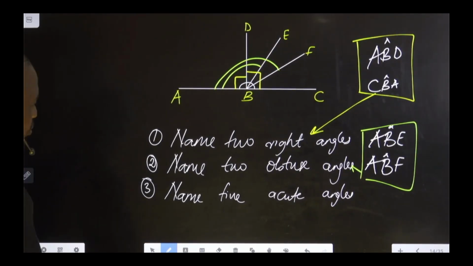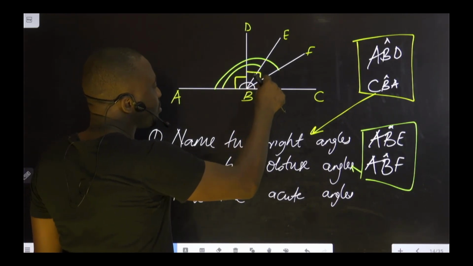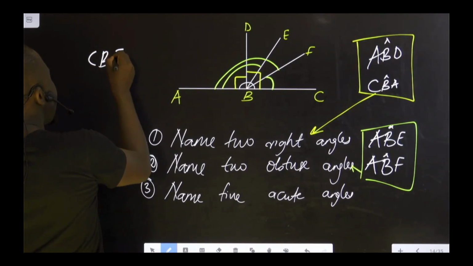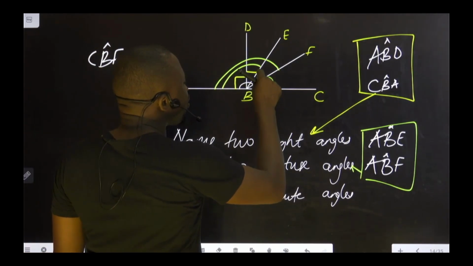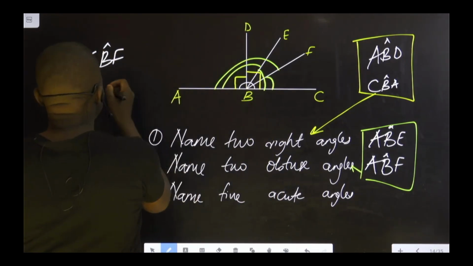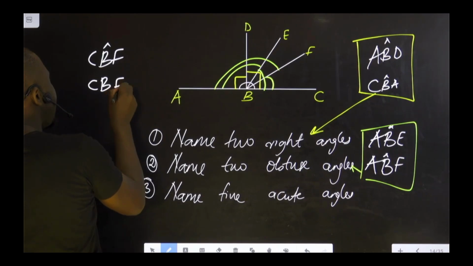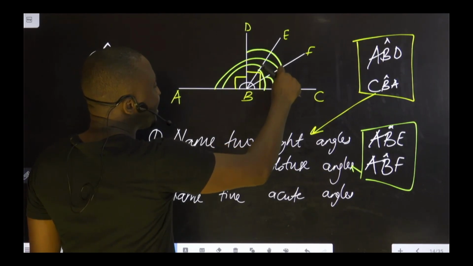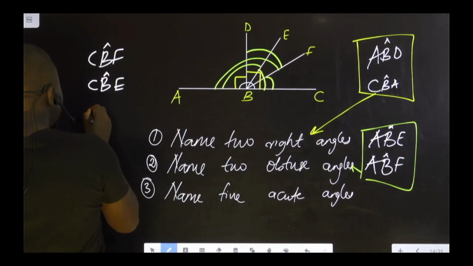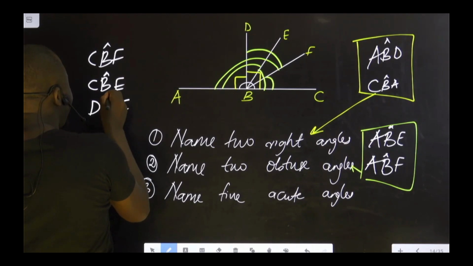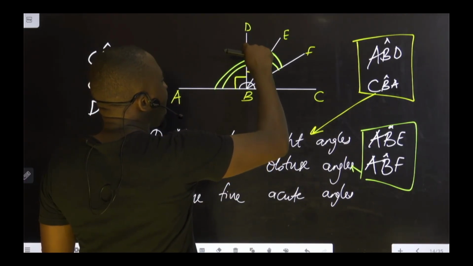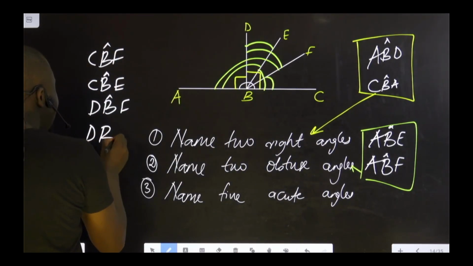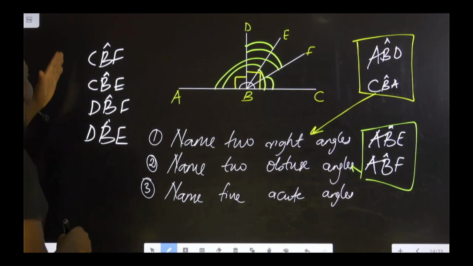5 acute angles. Okay, this is acute. That is CBF. This is also acute. That is CBE. This is also acute. That is DBF. This is also acute. That is DBE. We have 4 now, right?